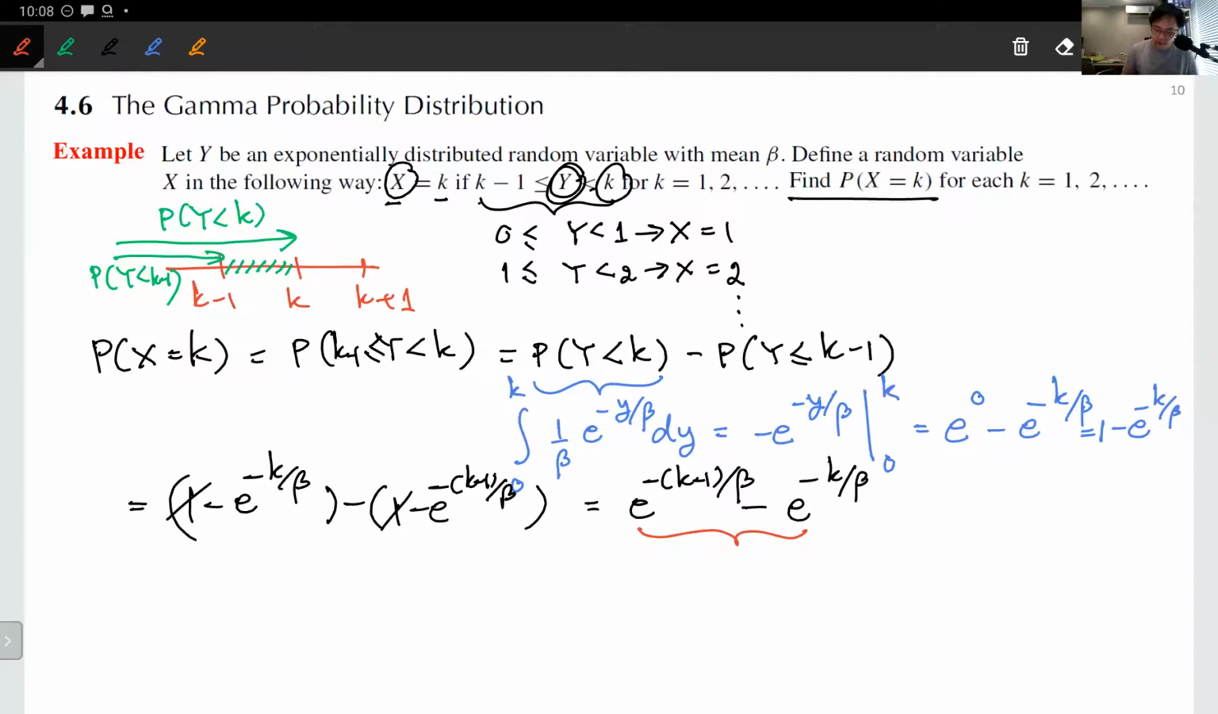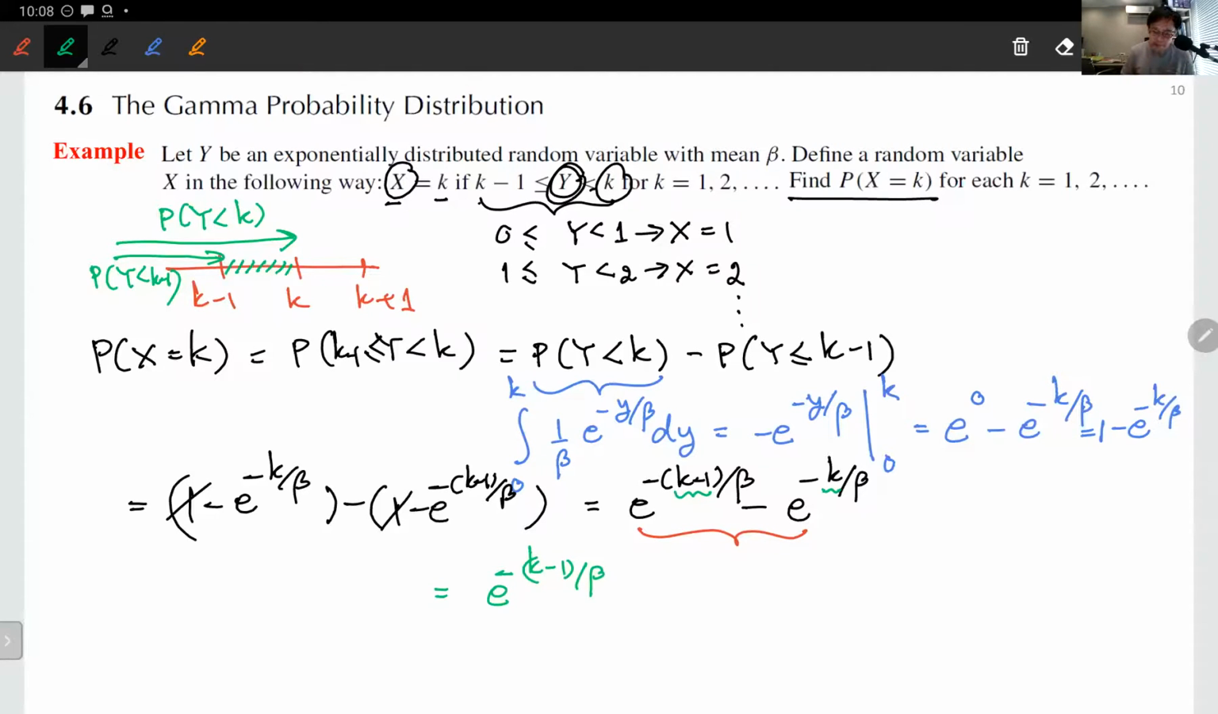Okay, so what I'm doing over here is if I factor this one out, because we know the k minus 1 is going to have the smaller number than the k, yeah? So that means I'm going to pull out the smaller numbers to the front, pretty much. So what I'm going to pull out is going to be e to the negative k minus 1 over beta.